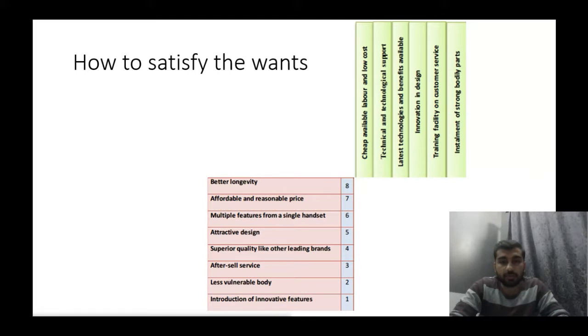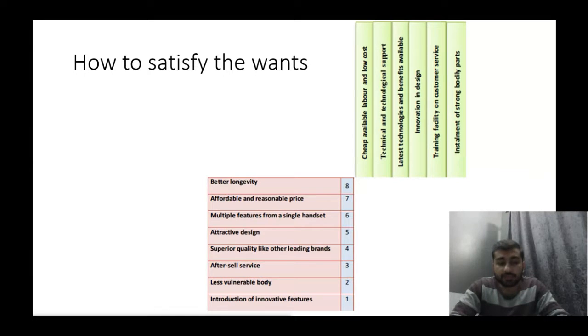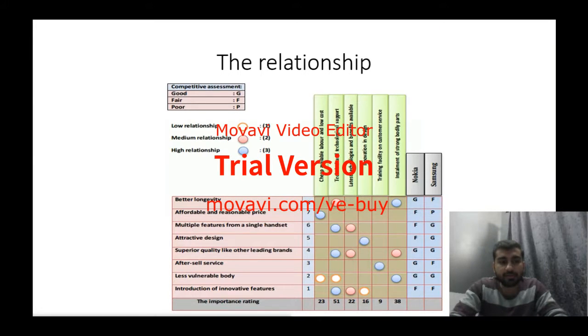We can see in the green table that cheap available labor and low cost is one way they can fulfill these wants. The next thing is technical and technological support. The third is latest technologies and benefits available. The fourth is innovation in design. The fifth is training facility on customer service. The sixth is installment of strong bodily parts. So these are the ways the company believes that it can fulfill the wants of the customer that are in the pink reddish table. Okay, so moving on, we'll build a relationship with both of them.